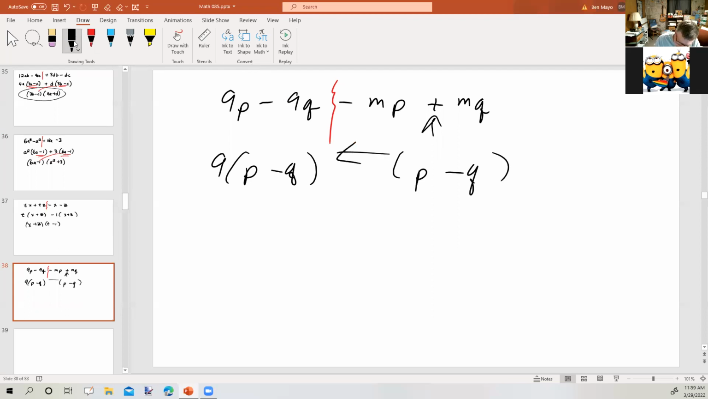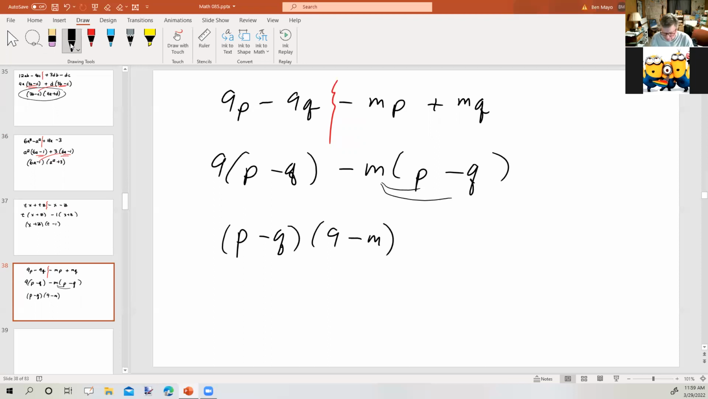Don't look up here, look over here and just clone that thing, okay? Make it match, and then come back and see, can we make that true? We'd have to take out a minus m, not a plus m. So I'd get minus mp plus mq, okay? So don't look up, look over and match them. Okay, now p minus q comes out, and 9 minus m are the leftovers that go in the second parentheses.